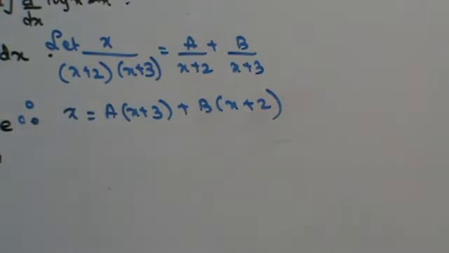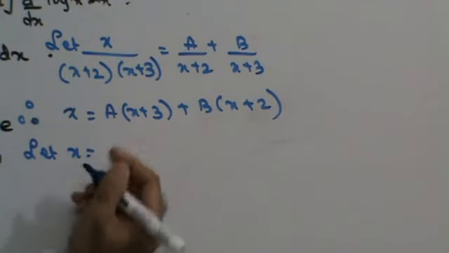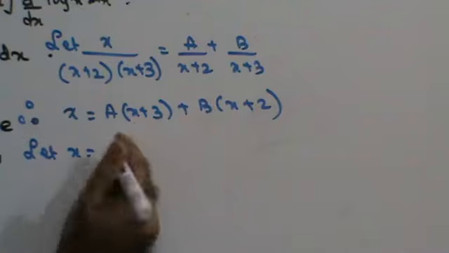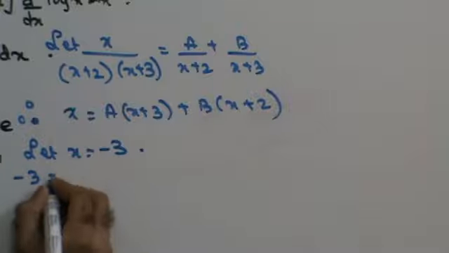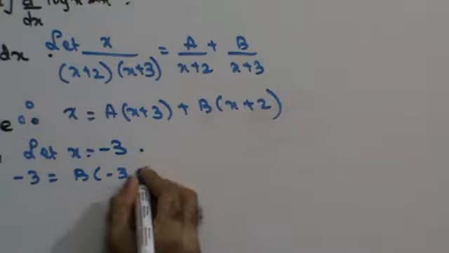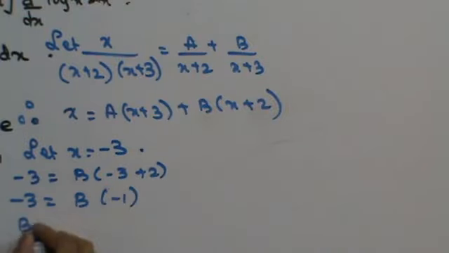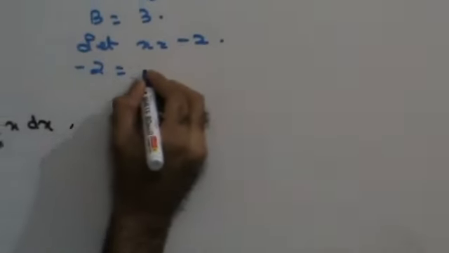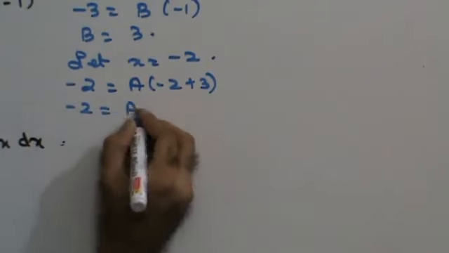LCM, and I cancel out the common denominator. Now you will say let x be equal to, make this bracket as 0, you will say let x be minus 3. So in which case you will get minus 3 is equal to b into minus 3 plus 2. Minus 3 is b into minus 1, b is 3. To make the second bracket as 0, you will assume x to be minus 2. Minus 2 is a, minus 2 plus 3, minus 2 is a.